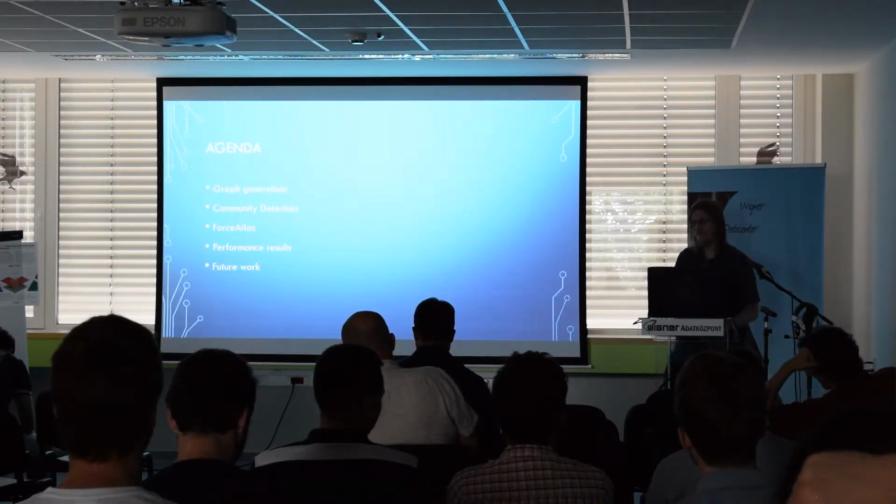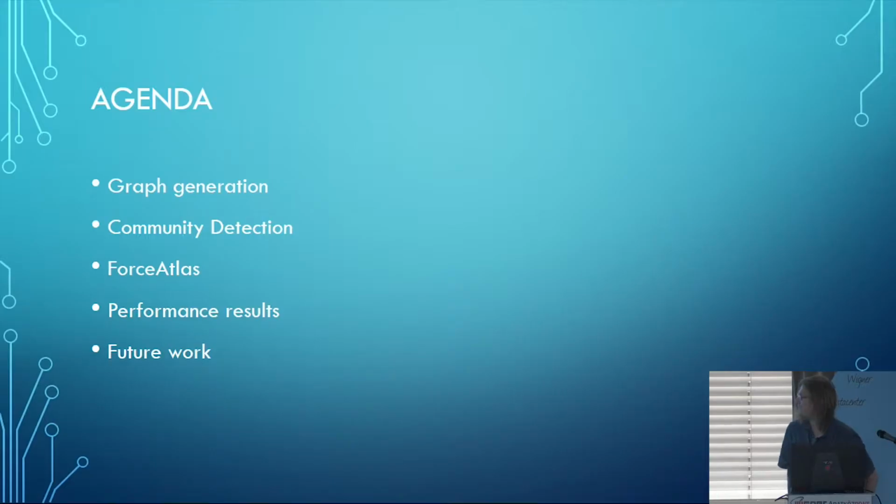So what I would like to talk about is a little bit about the graph generation, what we would like to have to be able to start the computation at all. Then the community detection that we are using for detecting the communities without knowing anything about them beforehand. For that we are using the Louvain algorithm. Then I will talk a little bit about the ForceAtlas that we are using for the force-directed layouts. That is the most tricky part, I think, as it has the most problems for Xavier. Then I will talk about our performance, and let's see a little bit about the future work.